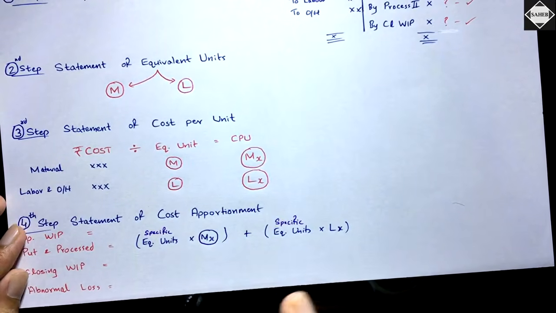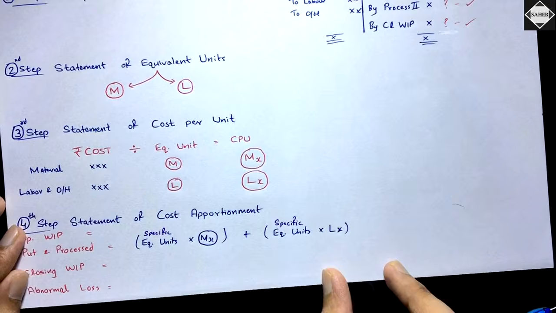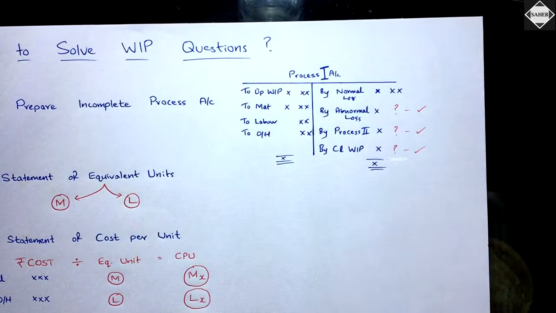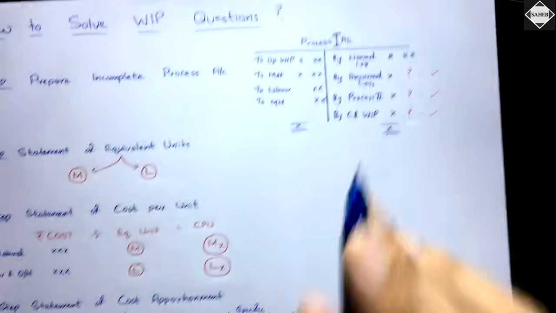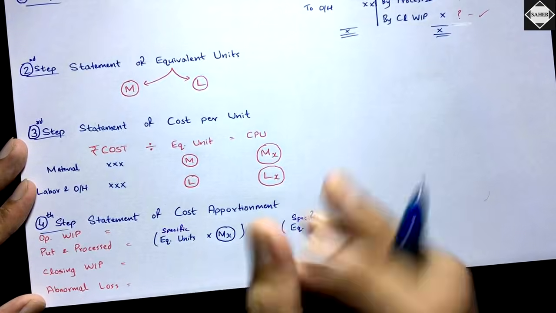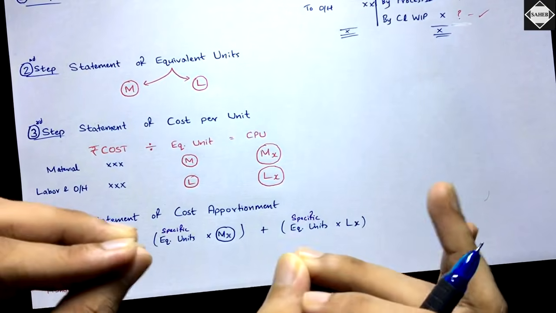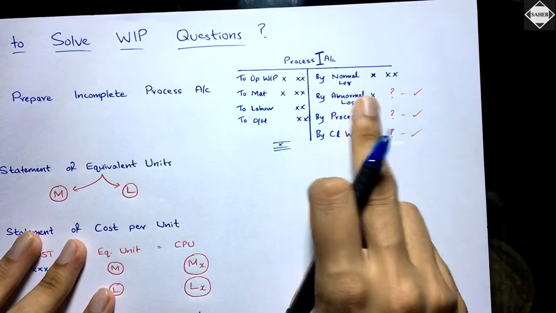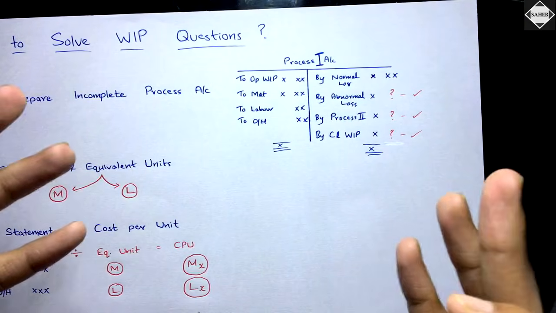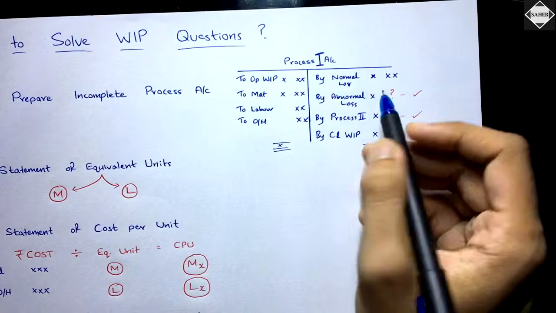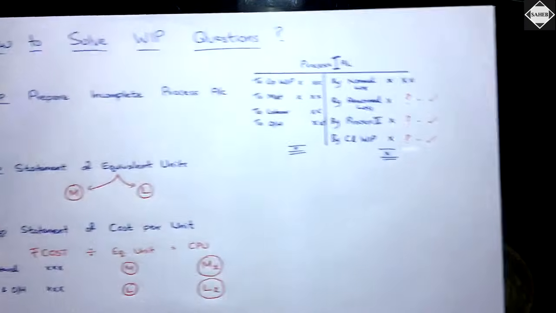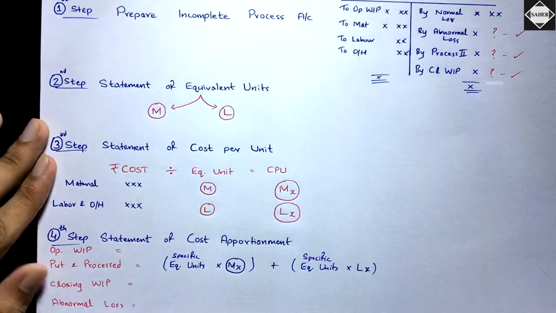And then for the abnormal loss also you will find, but mostly what we do is take abnormal loss as a balancing figure. We'll calculate closing WIP in process 2 of course, and abnormal loss also, but due to rounding off, some 6 rupees, 5 rupees, 4 rupees, 2 rupees difference can come, and that difference you have to adjust in abnormal loss. You will always take abnormal loss as a balancing figure, so you will not make a mistake. Because of the conservatism principle, you are going to anticipate losses, so 5 or 6 rupees of loss will be adjusted in abnormal loss itself. So this is just the overview of how you're going to solve the WIP question.